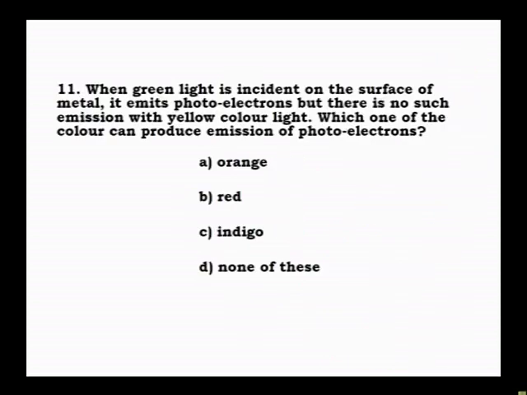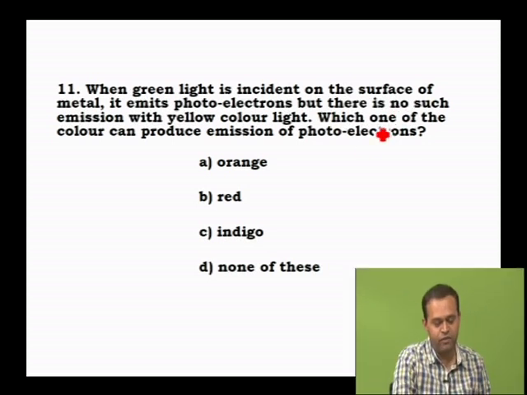Then, when green light is incident on the surface of a metal, it emits photoelectrons, but there is no such emission with yellow color of light. Which one of the following colors can produce emission of photoelectrons? I think you know the sequence, VIBGYOR, correct? It is an increasing order of wavelength.